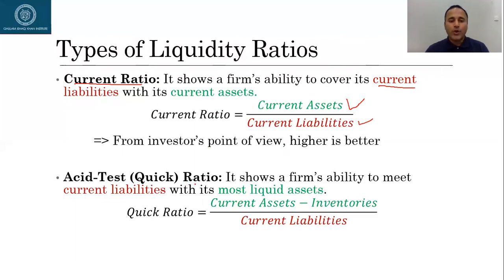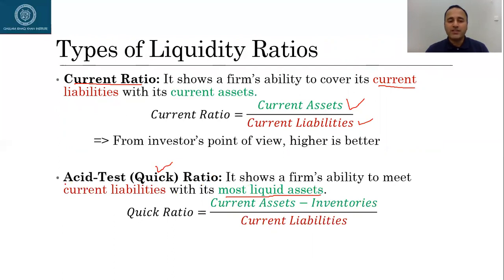Acid test or quick ratio, on the other hand, shows a firm's ability to meet current liabilities with its most liquid assets. By most liquid assets, we mean how quickly we can convert those assets into cash. That's why it's also called the quick ratio.